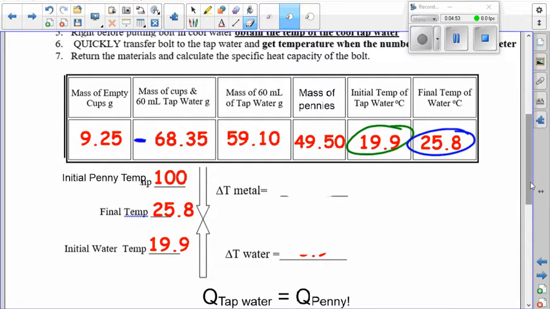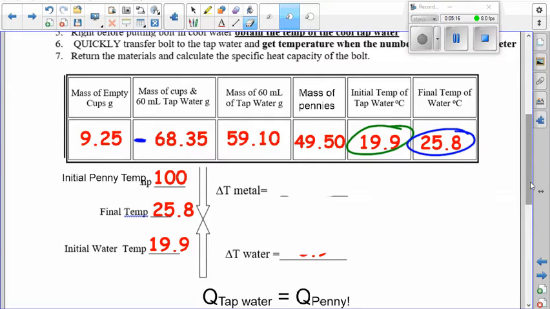Yeah, of the metal. What's the delta T of my metal here? Somebody talk to me about that. Michael, how did you get the change in temperature of the metal for this one? Subtract. Okay, you're right. You are going to find a difference of something. So, what's that? The ones you circled.